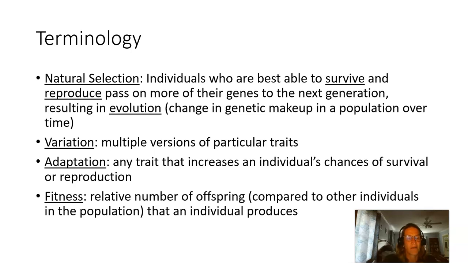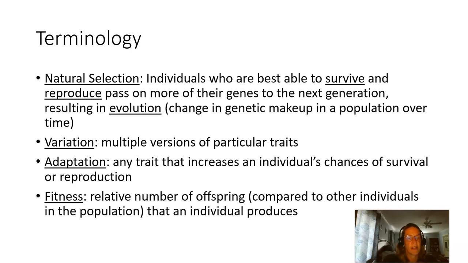Fitness is a term that's not really as obvious as some of these others. Fitness, in terms of biology, means the relative number of offspring that an individual produces. So fitness is relative to other individuals in that same population. For example, my sister has 5 children, and I have 2 children, so she has greater fitness than I do. And so we're talking about 2 individual humans in the same population.